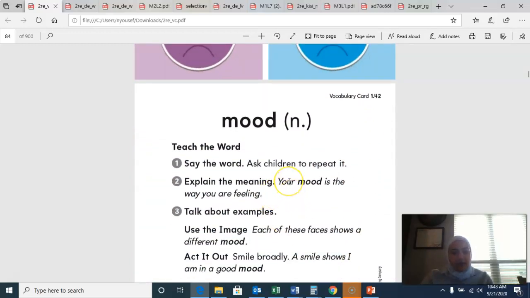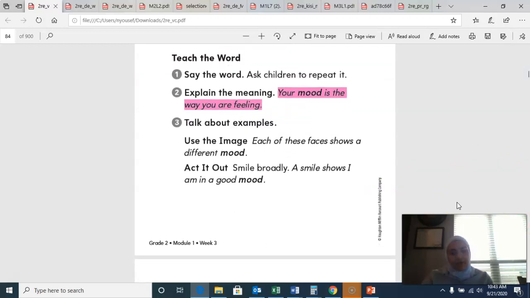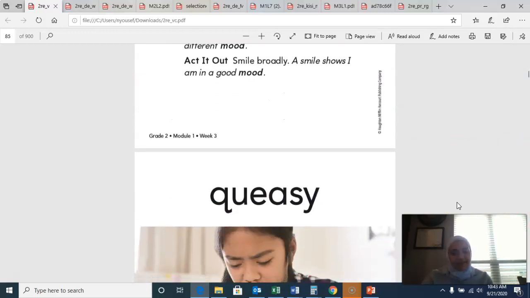Mood is the way you are feeling. The way you are feeling is the mood. So what mood are you in today? What feeling are you feeling today? Mood. Sometimes we're in a good mood, sometimes we're in a bad mood, sometimes an angry mood. Mood. Should write that down.